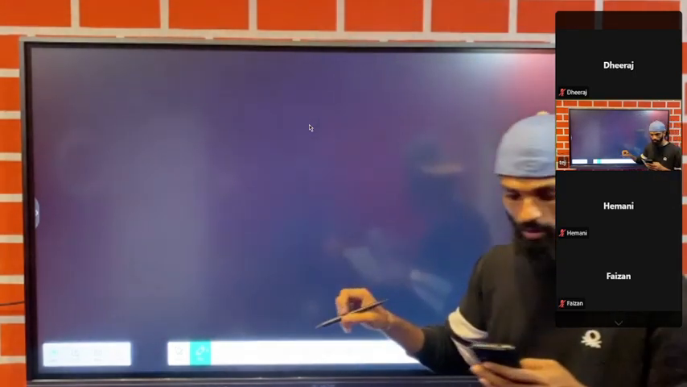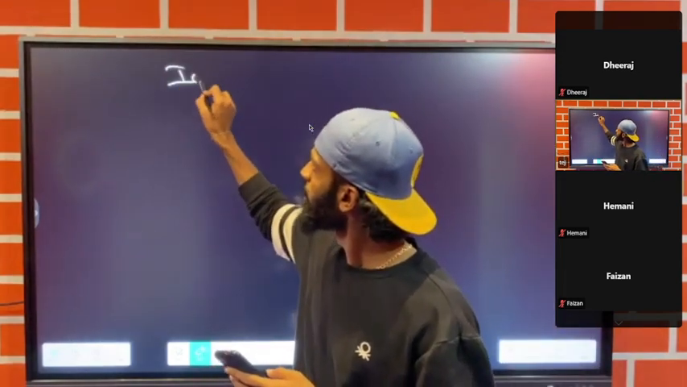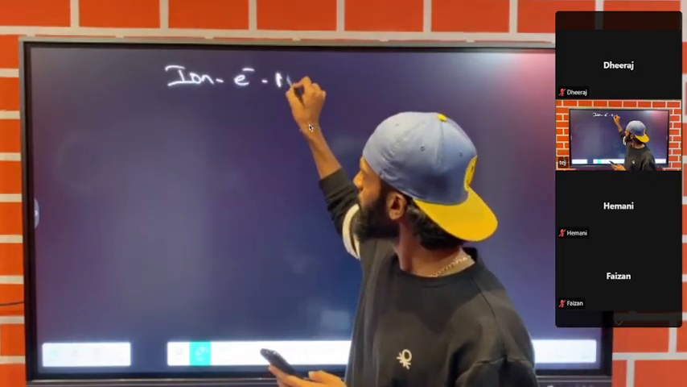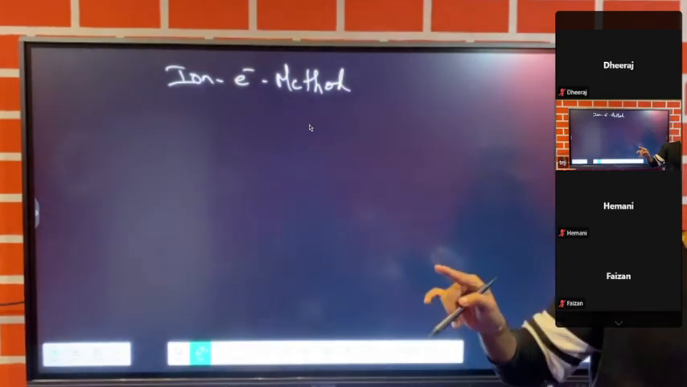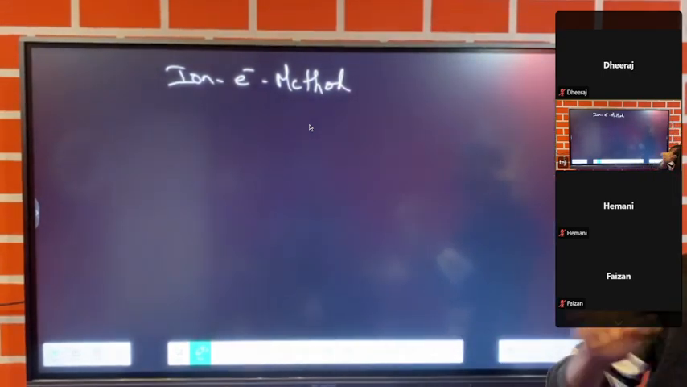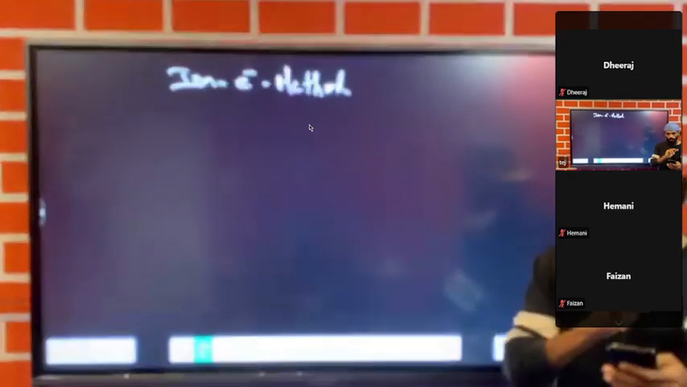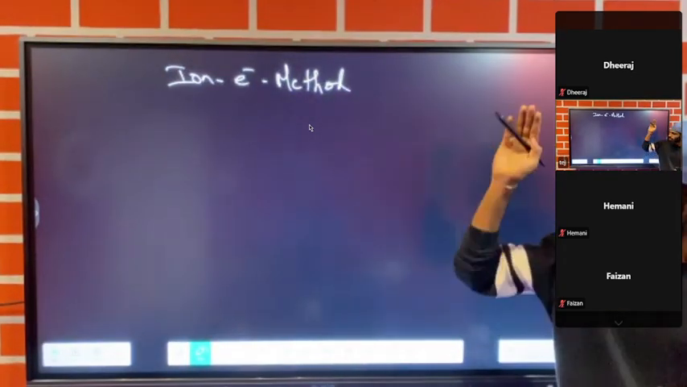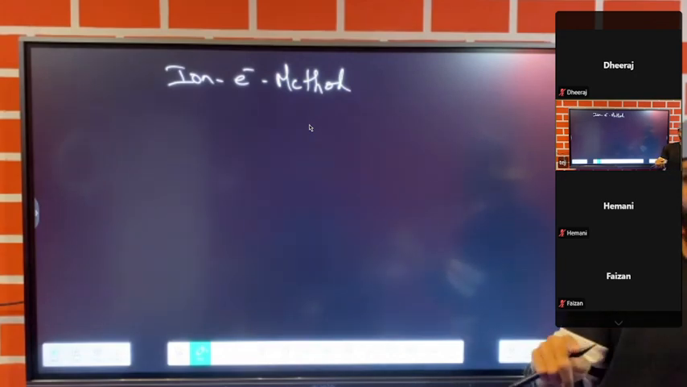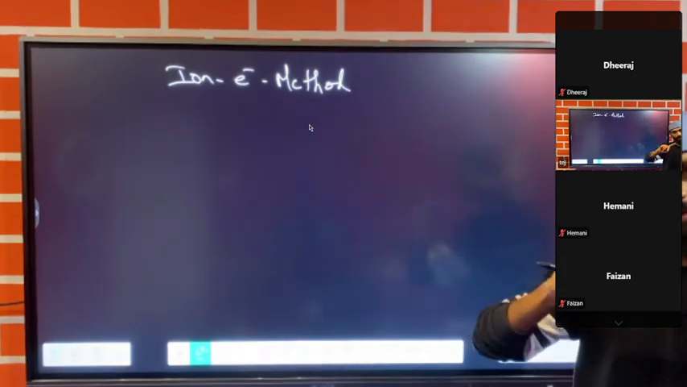So for the heading, you should write ion electron method. Please write the heading and wait for me. I will write the question and solve a few steps. Whatever happens, you should not copy anything and wait, because if you get confused in any one of the steps, I'll have to start from the beginning again. So that becomes a problem.